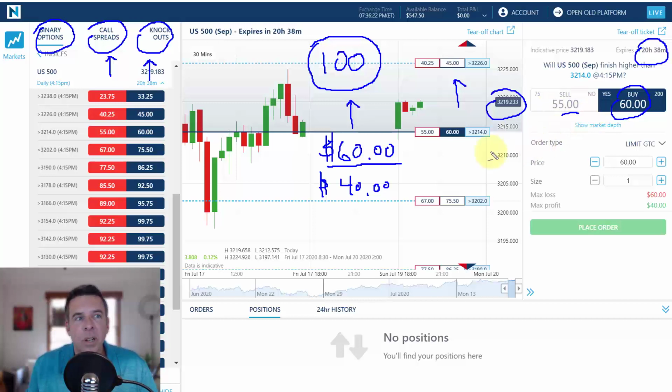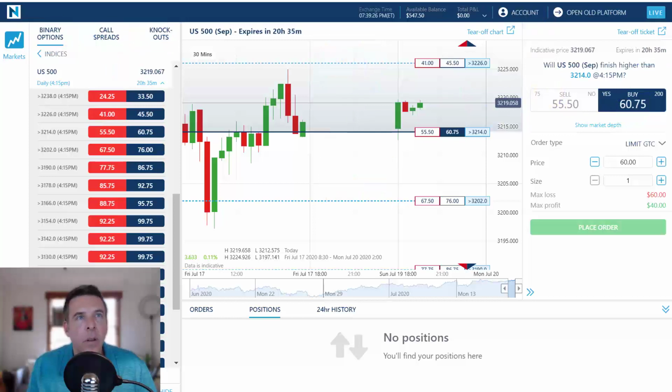Okay, so pretty simple to understand how the buy works. You buy on the offer. You say, yes, I think this is going to occur. I'm going to wager $60, and if I'm correct, if it closes one tick above 32.14 at 4:15 Eastern tomorrow, Eastern Standard Time, then I'm going to make $40. Okay, cool.